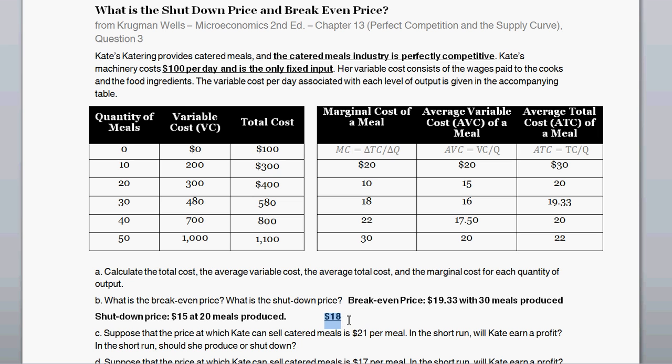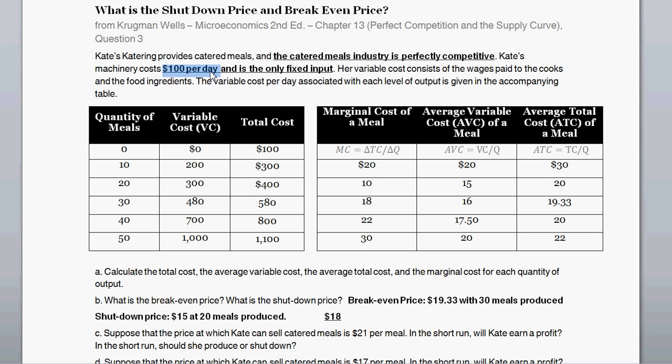So if it stays in business and sells at $18 per meal, it covers its variable cost at $15 and then has this three extra dollars per meal to contribute to those fixed costs. So let's say it produces these 20 meals, the average variable cost is 15. At a price of $18, it gets $3 per meal. So $3 times the 20 meals, that's an extra cash of 60 bucks that it contributes to the fixed costs. So now the only final loss at the end of the day is like $40 or so. But the main point is between the shutdown price and the break-even price, the firm is losing money, but it's still contributing to those fixed costs.